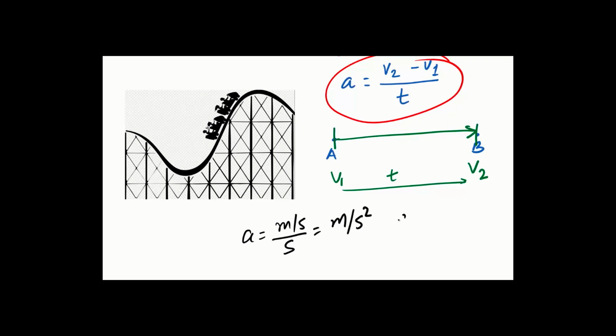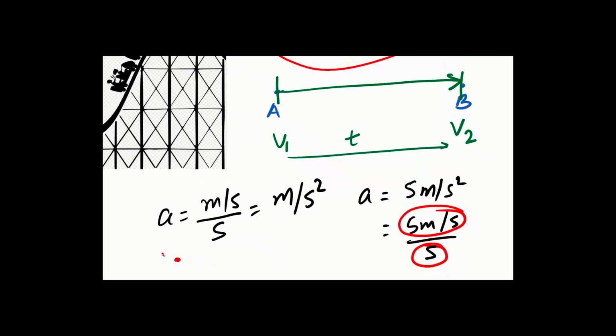So if you have some value, let's say acceleration is 5 meter per second square. What it exactly means is that velocity is changing by 5 meter per second every second. So if it's starting from 0, after 1 second its velocity will be 5, after 1 second more velocity will be 10, after 1 second more velocity will be 15, and so on.